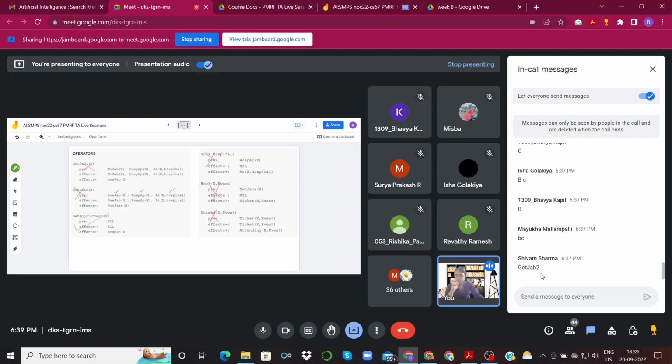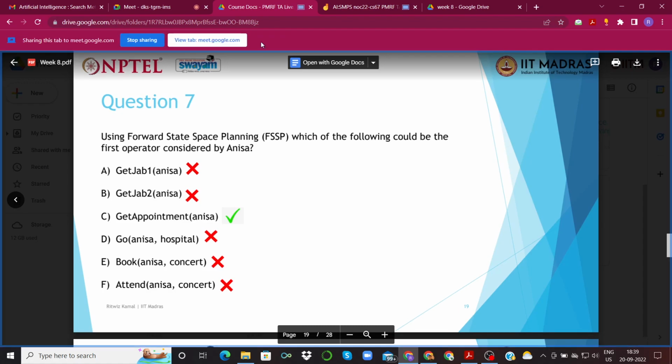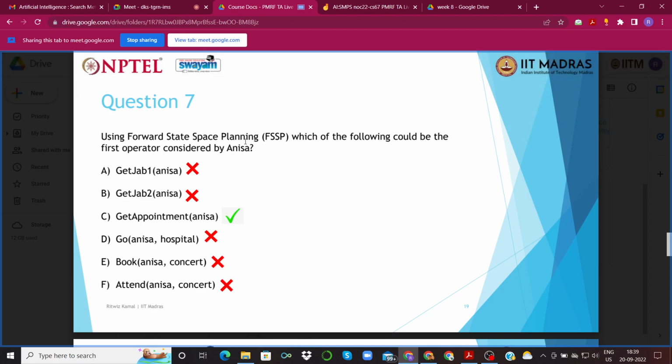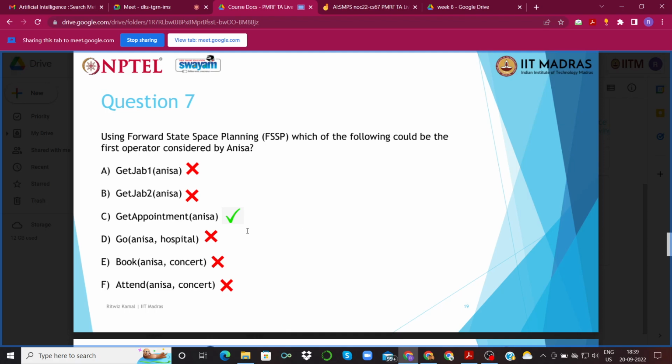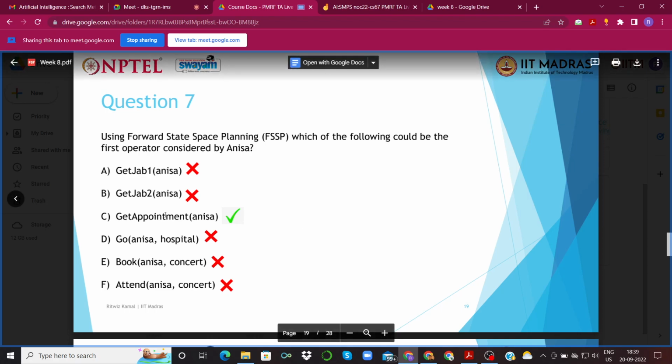Yeah, Shivam, so get jab 2 will not be a viable candidate at this stage given the initial state information that we have. The question asks which of the following could be the first operator considered by Anisa. The first operator would only be the one that could be selected among the candidates generated based on the given initial state that we start with. According to that, only the C option is the correct option.